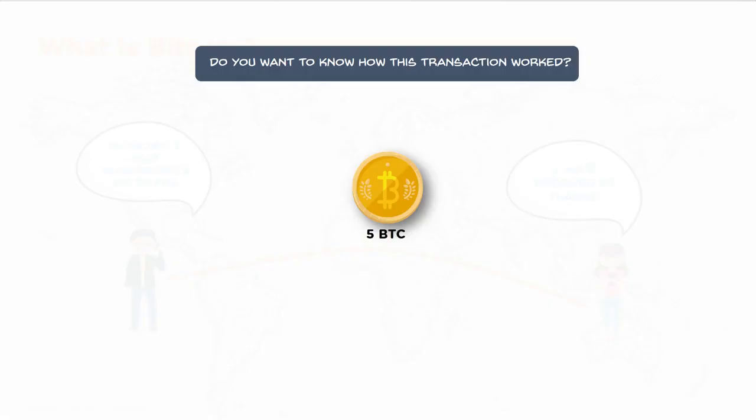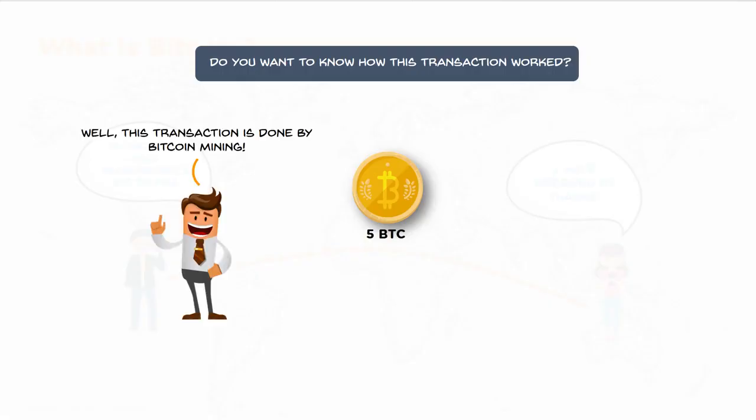Once you have Bitcoins in your account, you can transfer it to someone whose address you have. Now, do you want to know how this transaction works? Well, this transaction is done by Bitcoin mining. We will go deep and understand how the Bitcoin transaction works, and what all entities are involved behind the scenes in order to maintain the sanity of the Bitcoin network and make sure that whomever you wanted the Bitcoin to reach has received it, there is no loss of Bitcoin in the network, and it is a successful transaction. So let's understand certain basics.